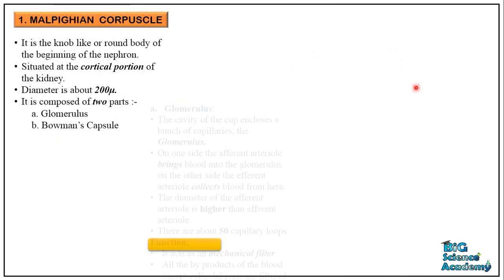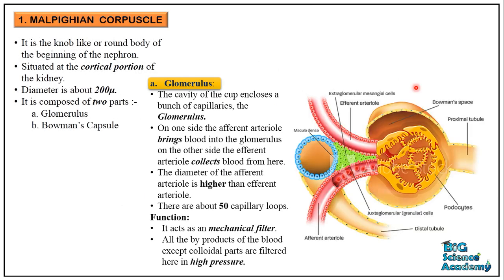Next we will discuss the Malpighian corpuscle. The Malpighian corpuscle is a knob-like structure or a round body, and it is the beginning of the nephron, and it is situated in the cortical portion of the kidney. Its diameter is about 200 μ and it is composed of two parts, glomerulus and Bowman's capsule.